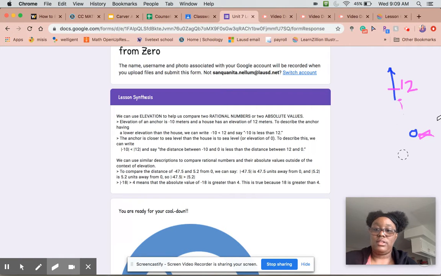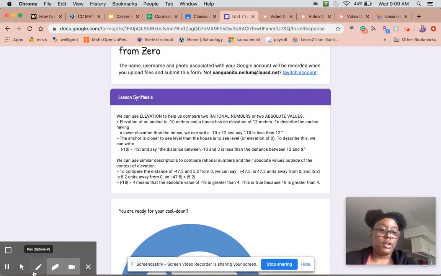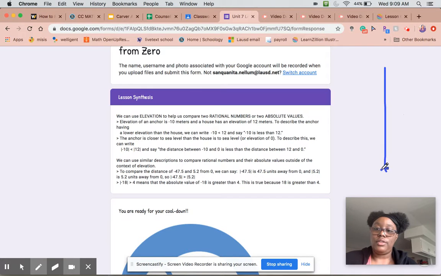Erase it. Draw another number line again. Let's do blue. Oh, a little straighter. Put a 0. I'll use elevation again. That's fine. It can be the other way around, but it's fine.